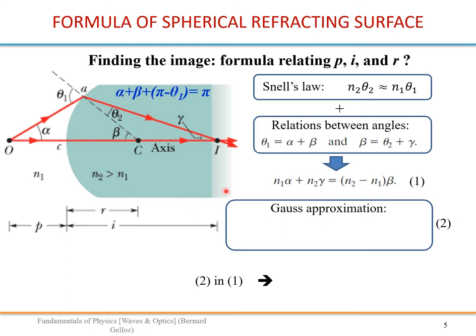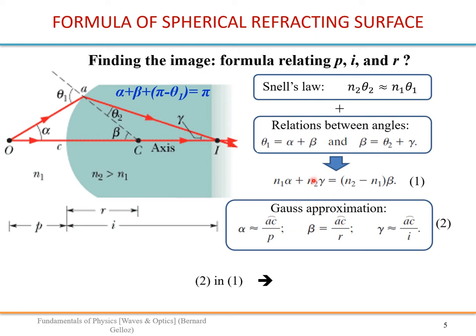So the Gauss approximation. Remember, we did the same thing with the spherical mirrors. For example, beta can be expressed as AC divided by CC. And gamma, because it is a small angle, we will say it is AC divided by CI. And also alpha: this is really not looking good, but we can make an approximation that it is AC divided by OC. Of course, when the angle is small, it's okay. Here it looks completely unbelievable, but when alpha is small, it's okay. So these are 3 equations that can be written in this way.